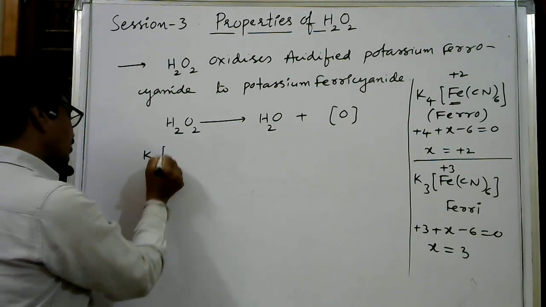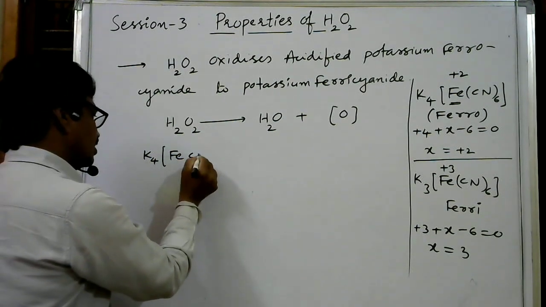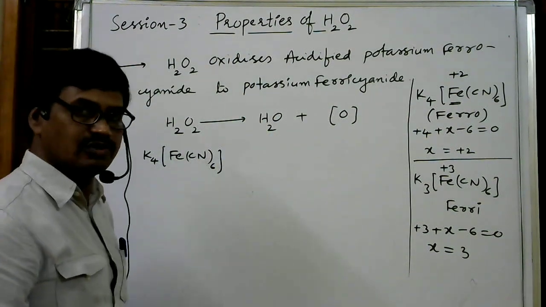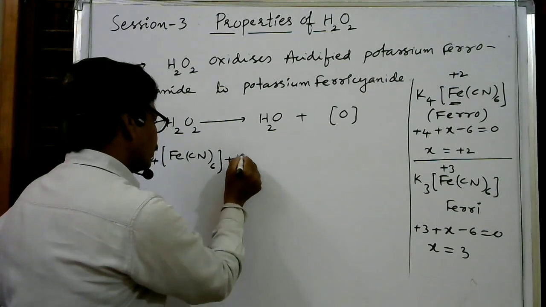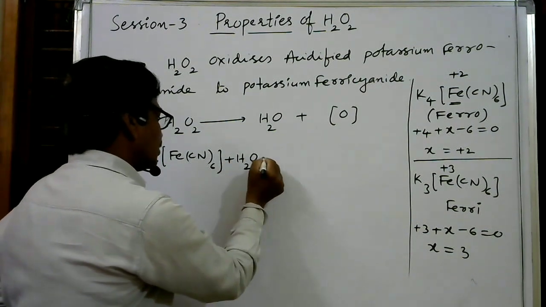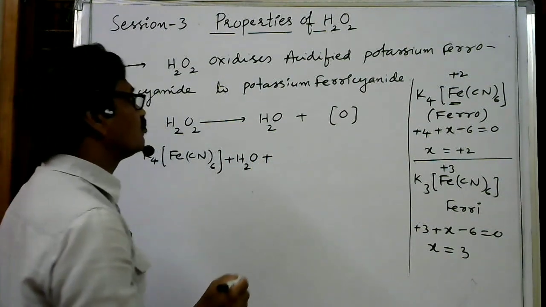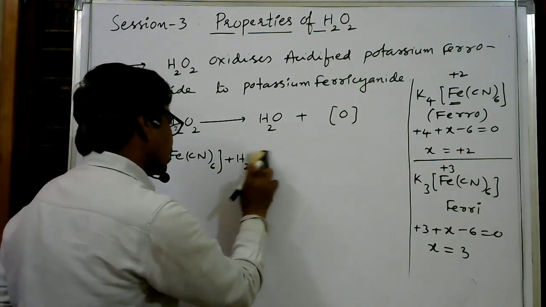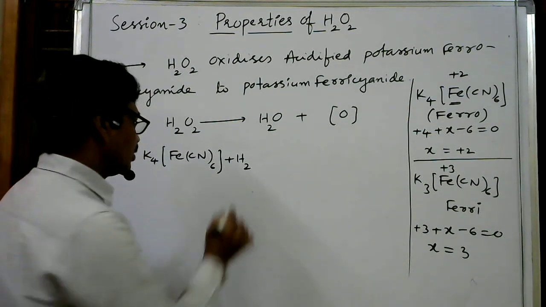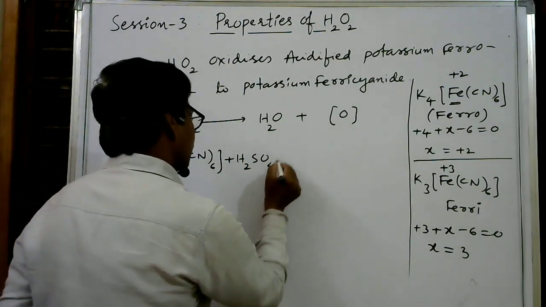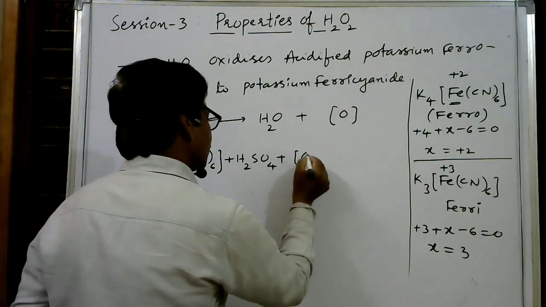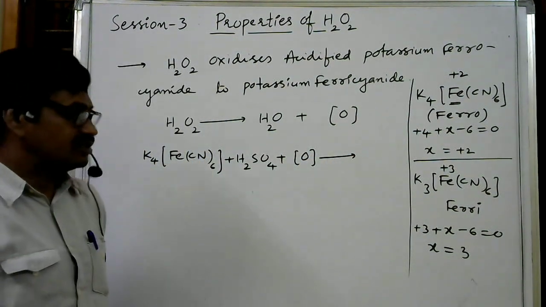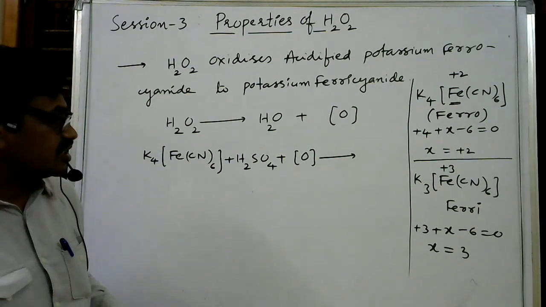K4Fe(CN)6. But acidified. Acidified means it is also taking support from acid. Sorry, H2SO4. Acidified, no? Acidified means H2SO4 we should take. H2SO4 plus this nascent oxygen. So it is converted to ferricyanide.